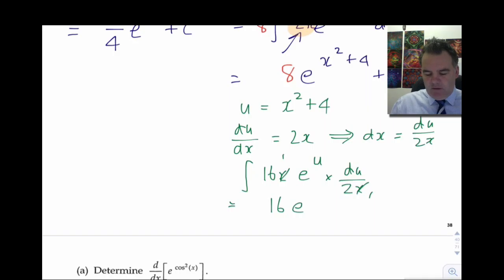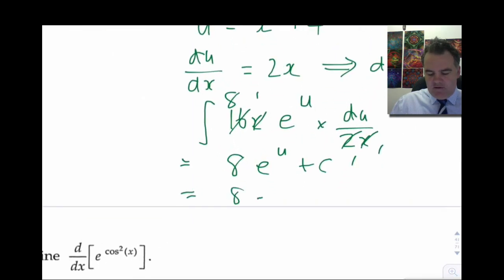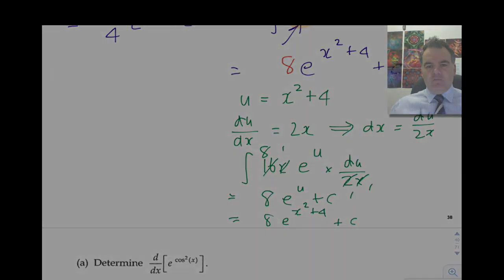Sorry, big button, it's not 16. A bit more cancelling, 2 goes into 16 8 times. So we get the integral of 8 e to the power of u with respect to u, that's just 8 e to the power of u plus c, which of course is 8 e to the x squared plus 4 plus c. So we get the same answer as what we got before, just using substitution.